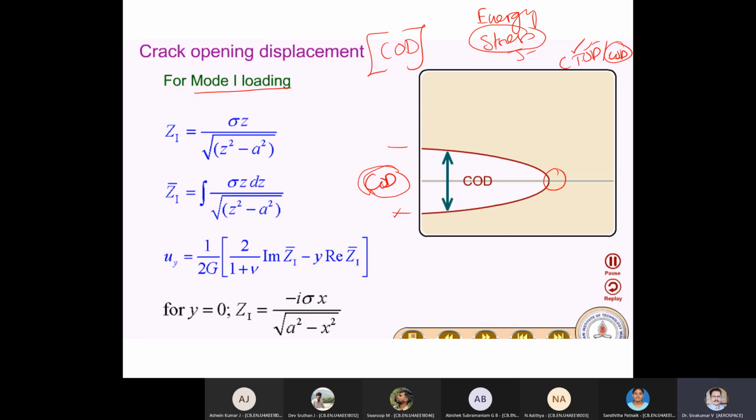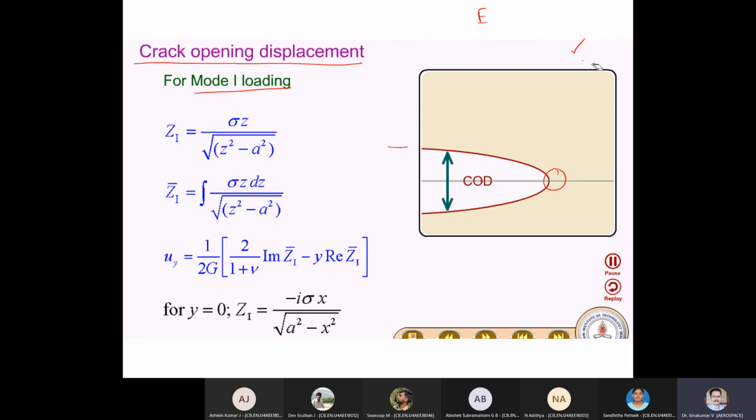So let us spend some time on the crack opening displacement. That means I'm going to estimate, when I apply the load, how much the crack will open. This one is the crack.